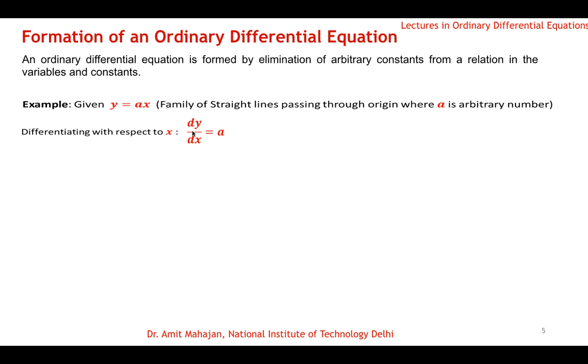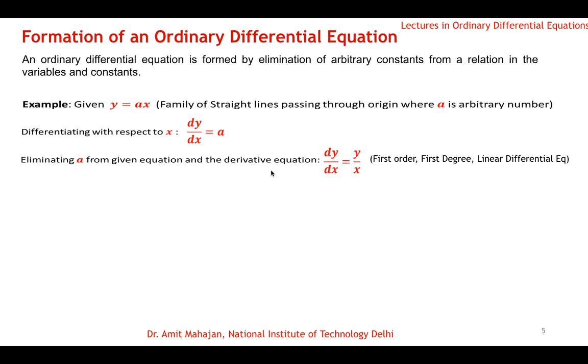Now you have two equations, the original equation and one derivative equation, and a is an arbitrary constant. This a can be eliminated. A differential equation is found by elimination of the arbitrary constant, and here the arbitrary constant is a, so we'll eliminate a from these two equations. For elimination of one constant, two equations are sufficient. So if we substitute the value of a from here in this equation, then the differential equation becomes dy by dx equals y by x.